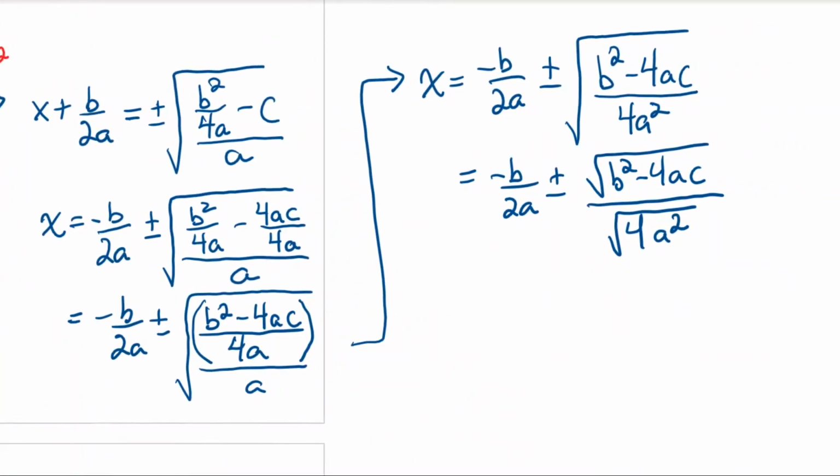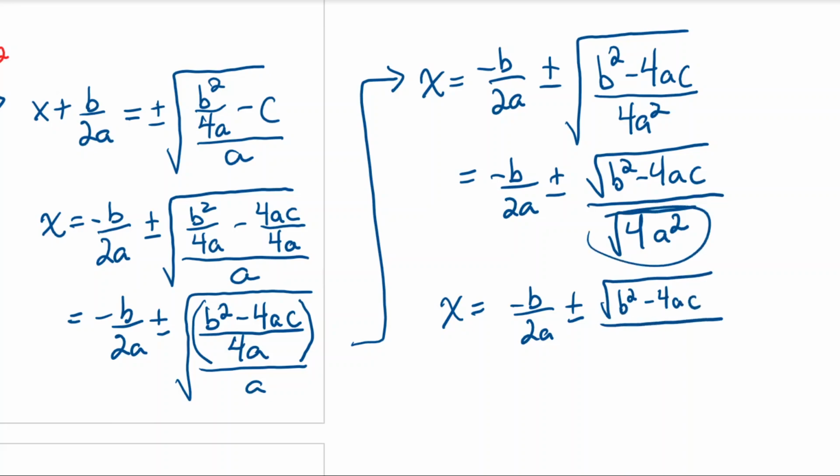So what we can do is write negative b over 2a. We'll continue simplifying. We can't simplify the top of our fraction here. Let's go square root of b squared minus 4ac. And here, though, we can simplify that. Square root of 4 is 2. Square root of a squared is a. And here you can see we almost have it.